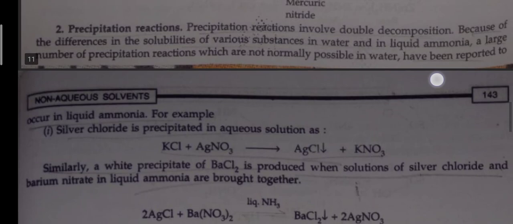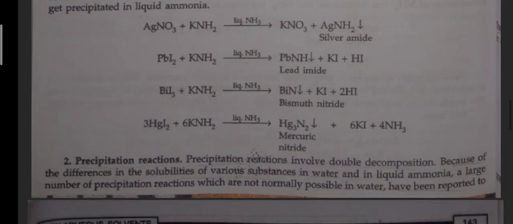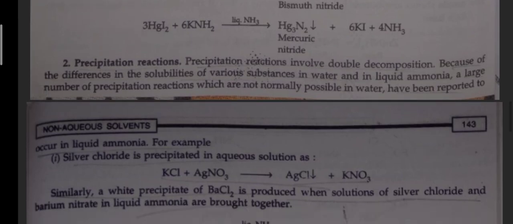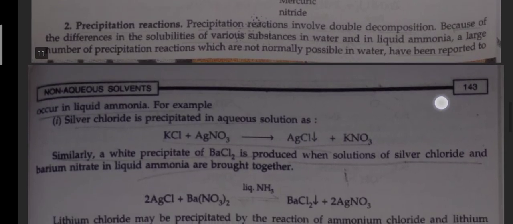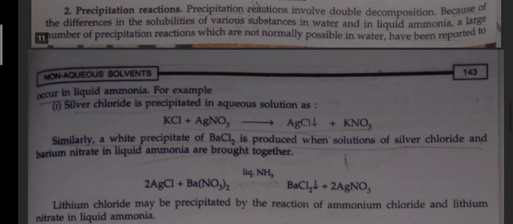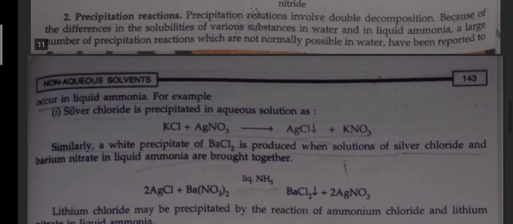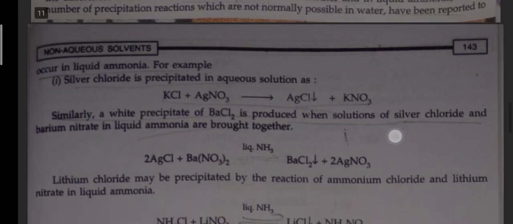Second reaction is the precipitation reaction. The first reaction of liquid ammonia was the acid-base reaction, and now the second is the precipitation reaction. Precipitation reactions involve double decomposition because of the difference in the solubilities of various substances in water and in liquid ammonia. A large number of precipitation reactions which are not normally possible in water have been reported to occur in liquid ammonia. For example, silver chloride is precipitated in aqueous solution.